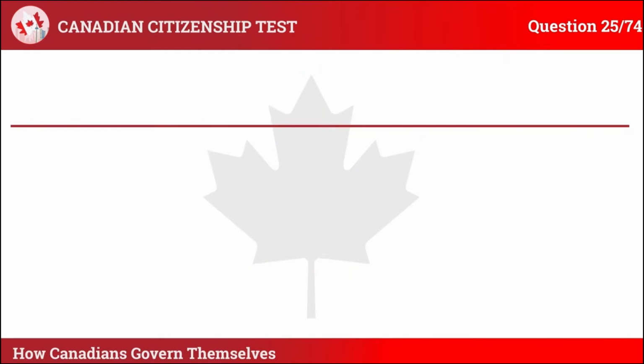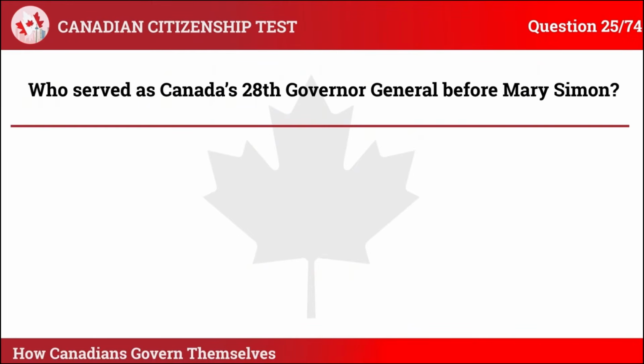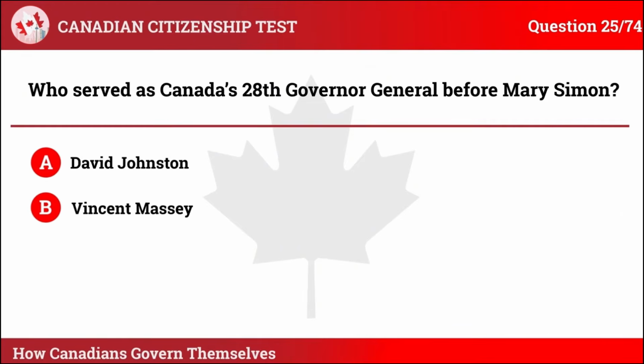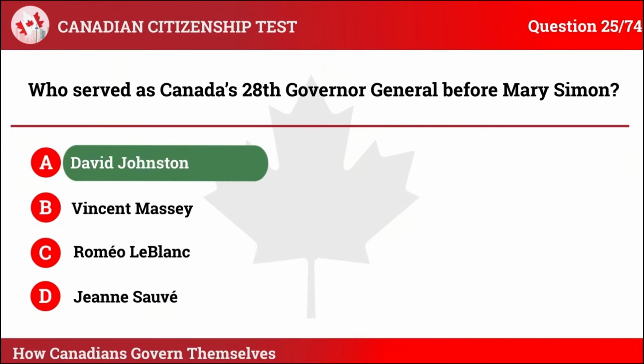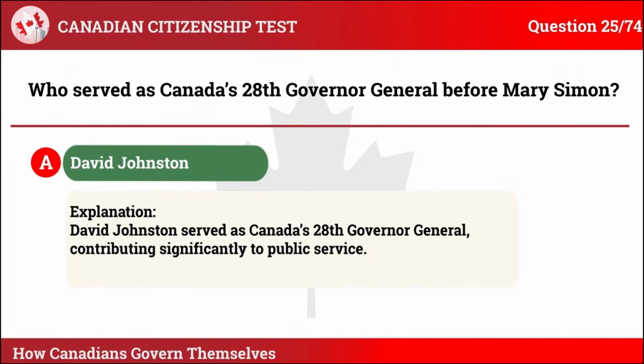Question 25. Who served as Canada's 28th Governor-General before Mary Simon? A. David Johnston. B. Vincent Massey. C. Romeo LeBlanc. D. Jean Sauve. The correct answer is A. David Johnston. Explanation: David Johnston served as Canada's 28th Governor-General, contributing significantly to public service.